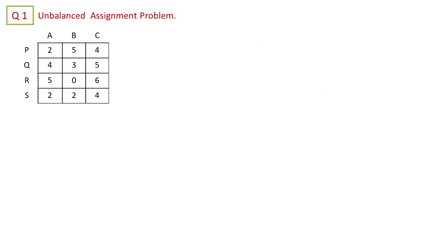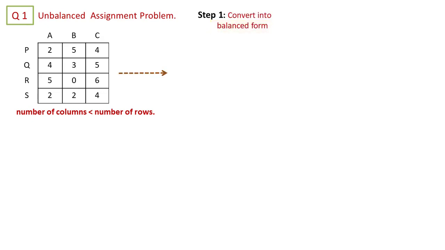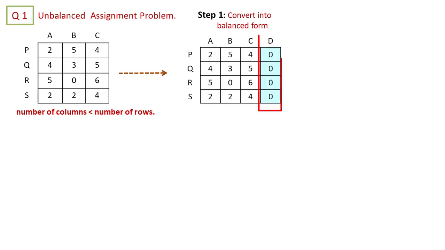Now the first example: the given problem is for minimizing the cost, and here the number of rows is 4 and number of columns is 3. That is, number of columns is less than number of rows. So the given problem is an unbalanced assignment problem. So our first step is to convert it into a balanced form. Since number of columns is less than number of rows, we add a dummy column to make it a square matrix. So we apply Hungarian method to solve it.